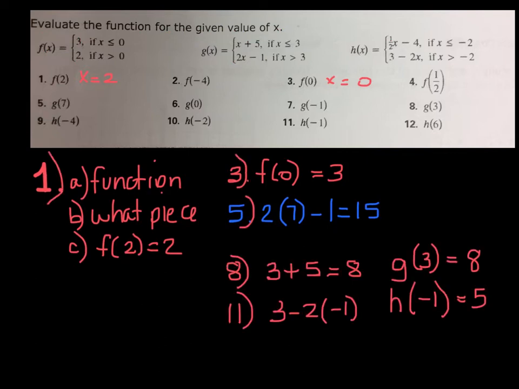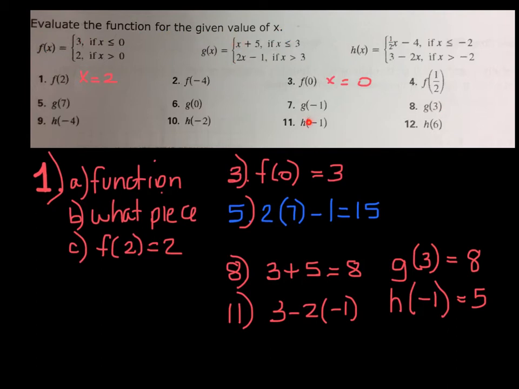So for 8 and 11, you should have gotten 8, g of 3 equals 8, and number 11, h of negative 1 equals 5. So really quickly, if I'm looking for g of 3, that means I'm going to fit in this piece because this piece is x is less than or equal to 3. So x equals 3, so I'm putting it in this piece right there. I'm taking the 3 and plugging it in here.